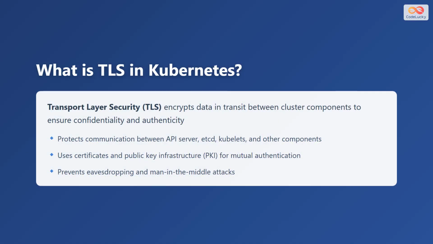Let's start with the basics. TLS, which stands for Transport Layer Security, is a cryptographic protocol that encrypts data in transit between cluster components. This ensures both confidentiality and authenticity of the communication. TLS protects communication between the API server, etcd, Kubelets, and other critical components. It uses certificates and a public key infrastructure, or PKI, for mutual authentication. By implementing TLS, we prevent eavesdropping and man-in-the-middle attacks, which are common security threats in distributed systems.